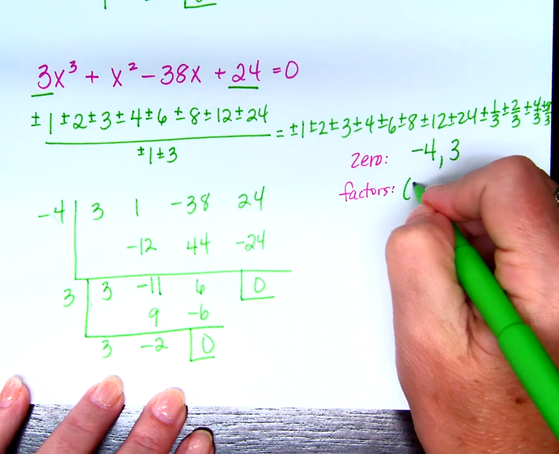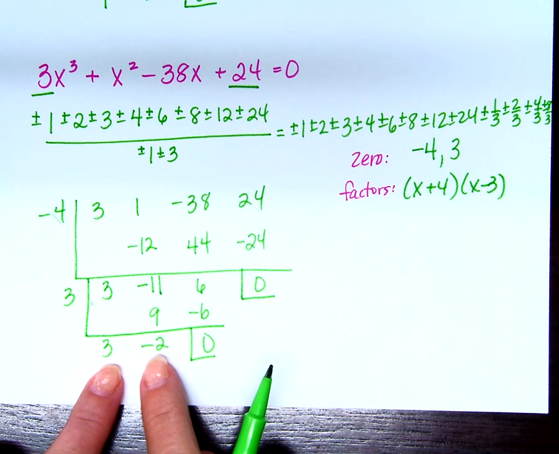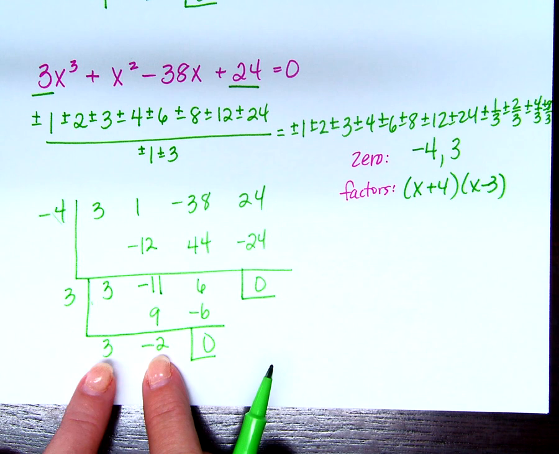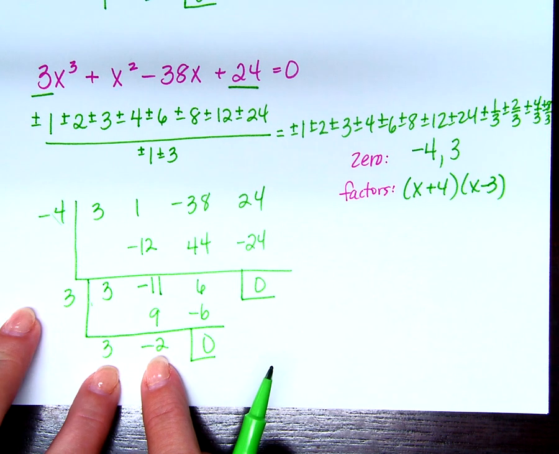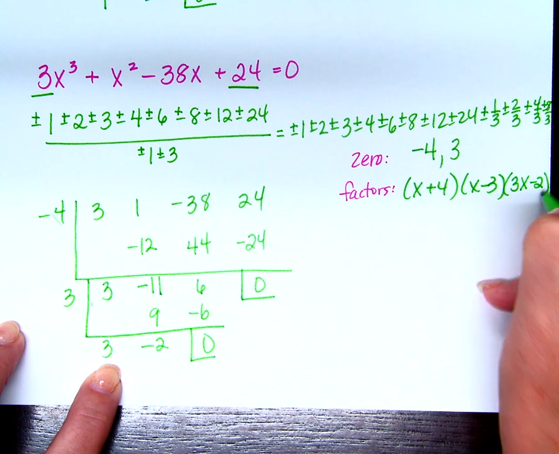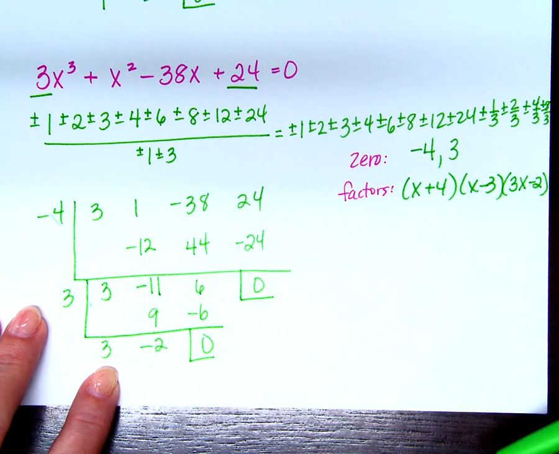x plus 4. Very good. x minus 3. Very good. x plus 2 over 3. Or 3 is my constant and this is my x value, what does this say? 3x minus 2, right? Well, if I set that equal to 0 and solve it, won't that give me my 0?